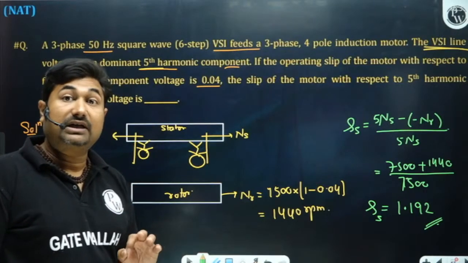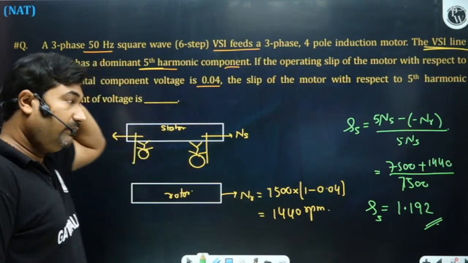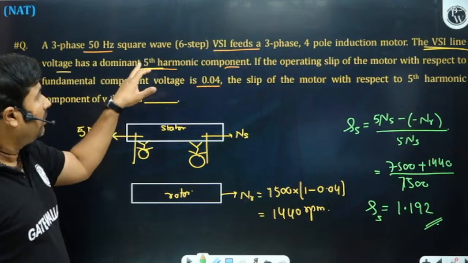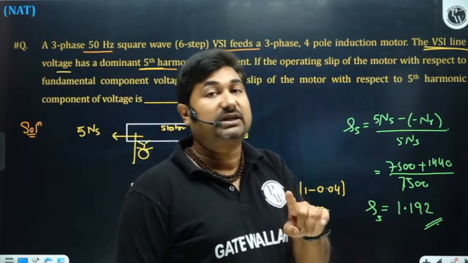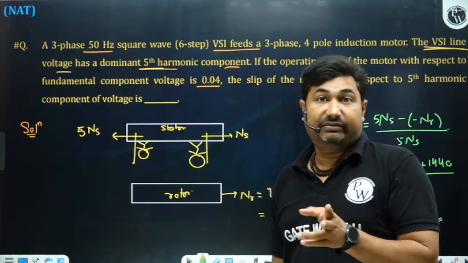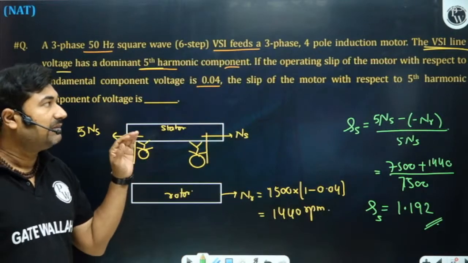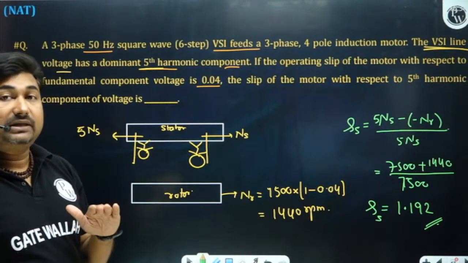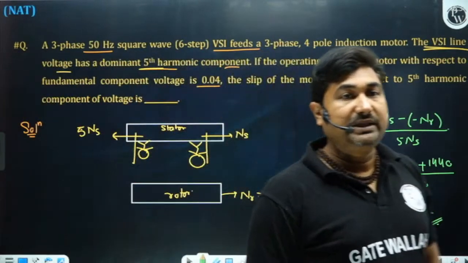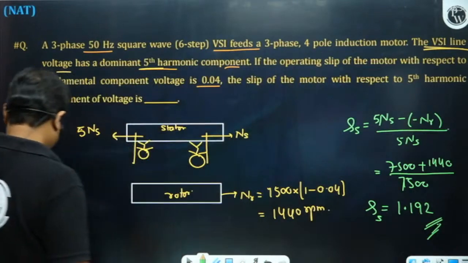If a time harmonic is present, the speed will be multiplied by the order of the harmonic. But if a space harmonic is present, space harmonics are low speed harmonics. For a space harmonic, the speed will become ns by 5. For a time harmonic, it will become 5ns. Time harmonics are high speed rotating harmonics, and they are present in the supply voltage or supply current. Space harmonics are present only due to saturation, winding arrangement or slotting. So please remember this part. The answer is 1.192.